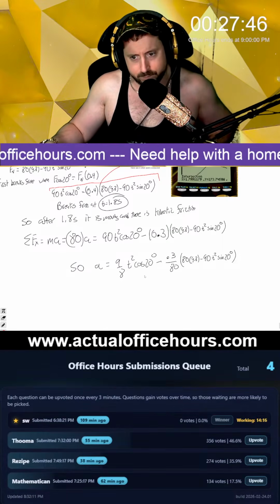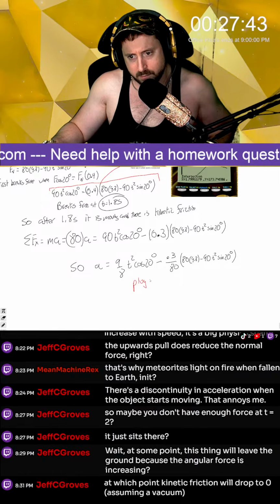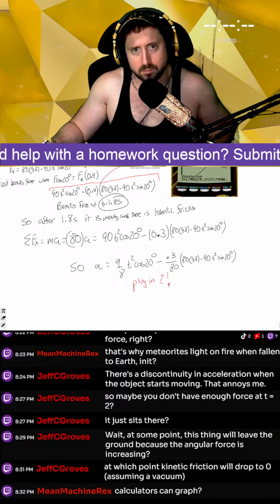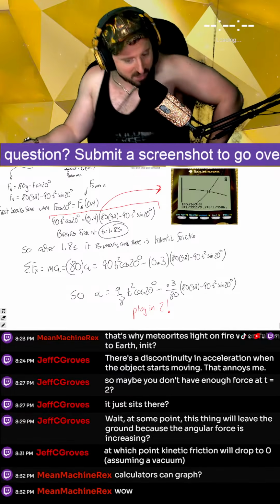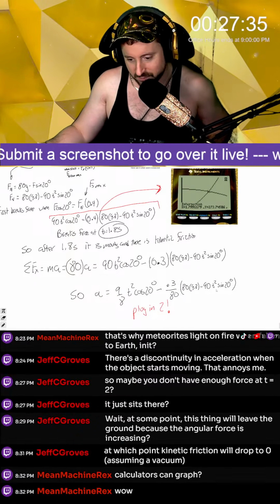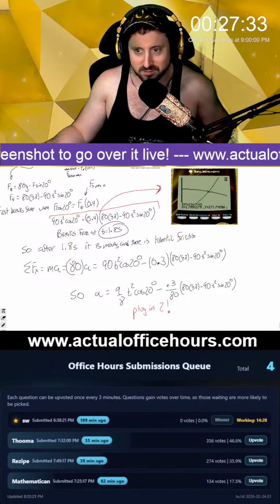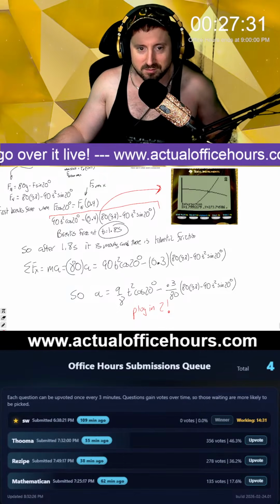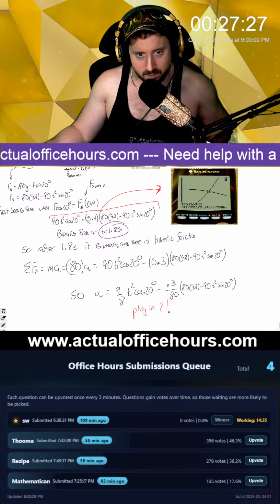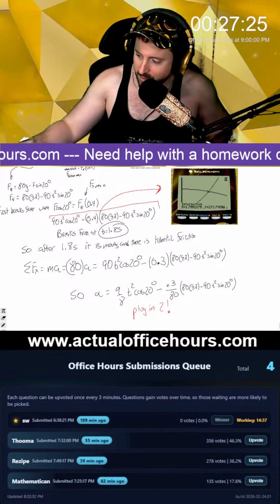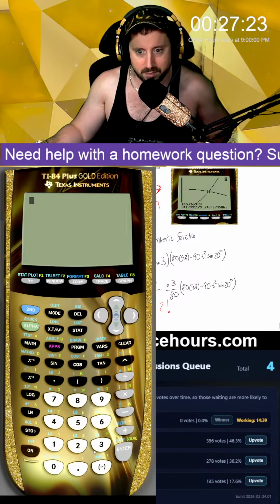Okay, so then you just plug in 2. Plug in 2. Calculators can graph. The ones made by the military-industrial complex can. Okay. Alright, so now you can just put this in as a math thing.